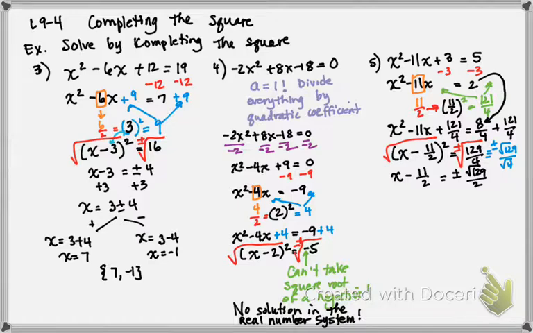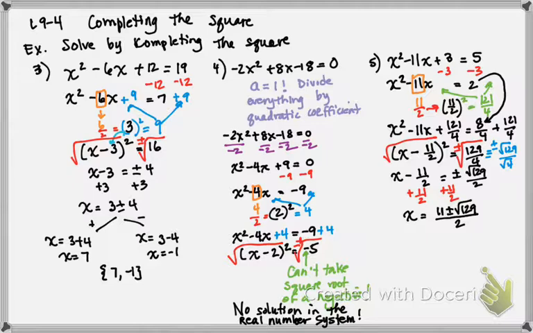Then I need to get the x alone by adding 11 halves to both sides. Now, that plus minus sign should go in the middle, so I'm going to get 11 plus or minus the square root of 129 over the common denominator of 2. And I can leave the answer just like that.